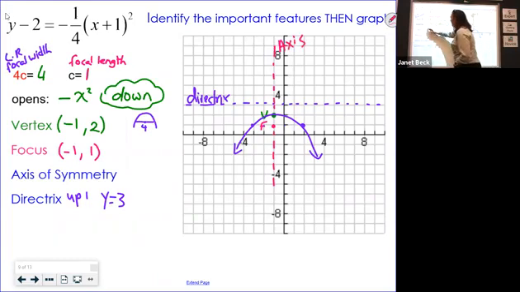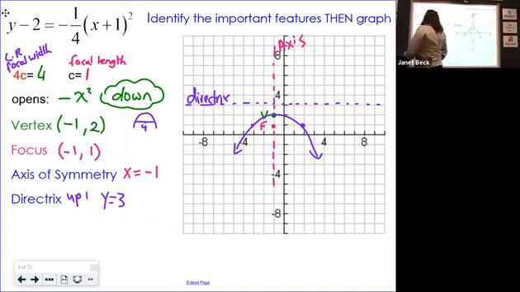Look at these 2 points. What's the same about them? X's are equal to -1. Okay? So give yourself a pat on the back. We've got that one right.